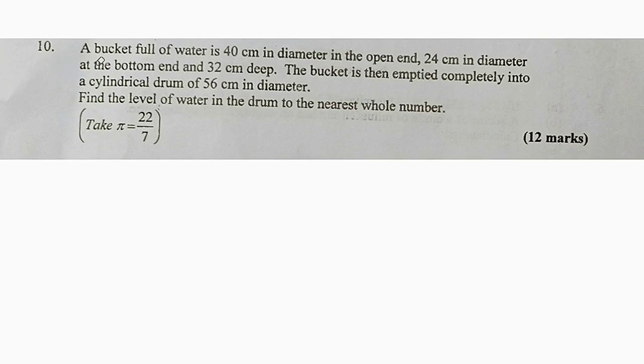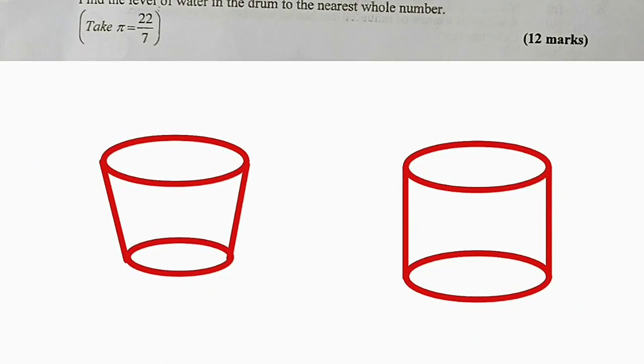Question number 10. A bucket full of water is 40 centimeter in diameter in the open end, 24 centimeter in diameter in the bottom end, and 32 centimeter deep. The bucket is then emptied completely into a cylindrical drum of 56 cm in diameter. Find the level of the water in the drum to the nearest whole number. We're asked to take pi as 22 divided by 7. Okay, for better understanding, let us draw a bucket as well as this drum. So here we have a bucket as well as a drum.